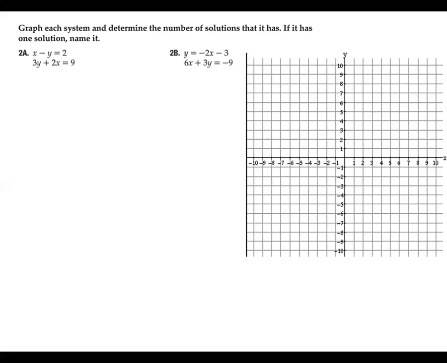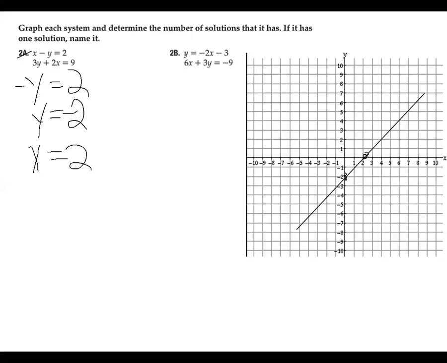All right, we're back. So 2a, x minus y equals 2. If I do the y-intercept, you would have negative y equals 2. So divide by negative 1, you have y equals negative 2. If I did the x-intercept, you would plug in 0 for y, and x would equal 2. Okay, so if x is 2, y is negative 2, and then your line goes like that.